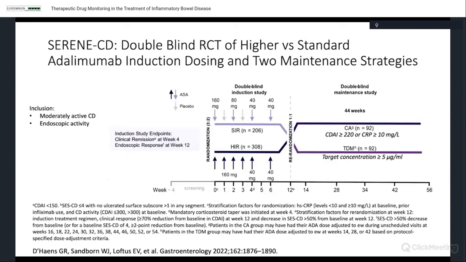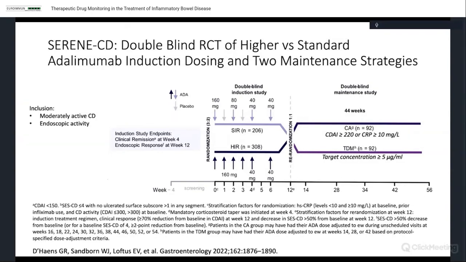Another more recent trial is the SERENE-CD trial. Now, this was a double-blind, randomized controlled trial of higher versus standard adalimumab induction dosing, as well as 2 maintenance strategies. This included patients with moderately active Crohn's disease with demonstrated endoscopic activity. And patients were first randomized 3 to 2 to either a high-dose adalimumab induction regimen or a standard dose adalimumab induction regimen.